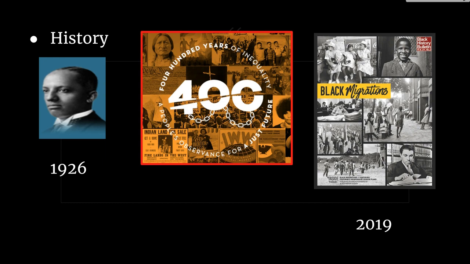This year's theme for our nation is Black Migrations. It is simultaneously the 400th anniversary of the arrival of the first enslaved Africans in the Jamestown colonies. So we have a lot of history to reckon with.